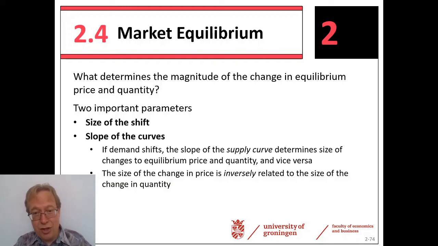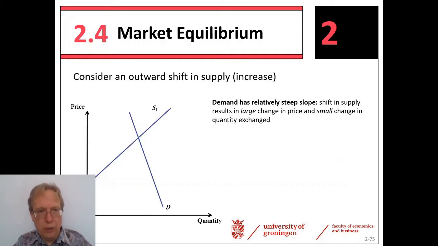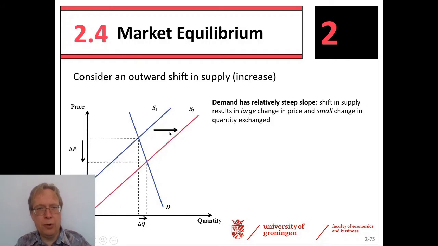If demand shifts, the slope of the supply curve determines the size of the changes to equilibrium price and quantity, and vice versa. And the size of the change in price is inversely related to the size of the change in quantity. This is something that you can only understand if you look at the graphs. So here's a graph. In this example, demand has a relatively steep slope, right? So that means that if supply moves to the right, then we get a pretty big decrease in price, and we get a relatively small increase in quantity.